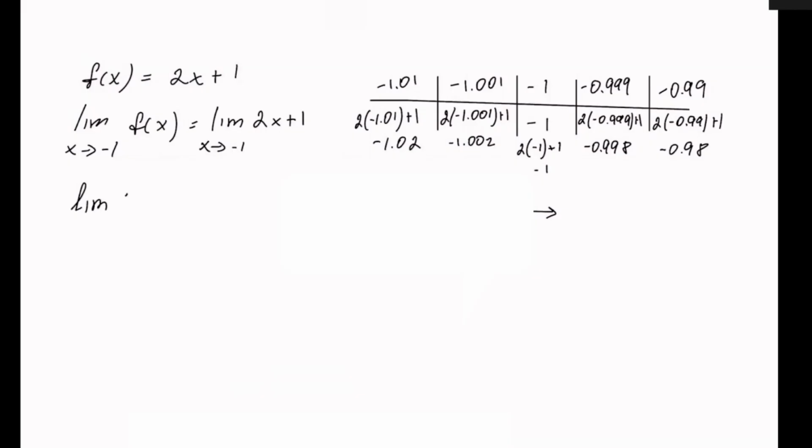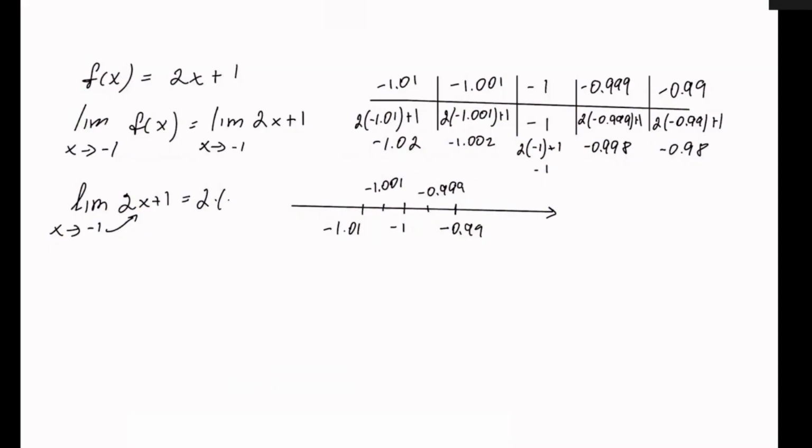We will have the limit as x approaches -1 of 2x plus 1. We'll just plug in -1 here. We have 2 times -1 plus 1, which gives us -2 plus 1, which is -1. So this is an easy way to find the limit in this case.